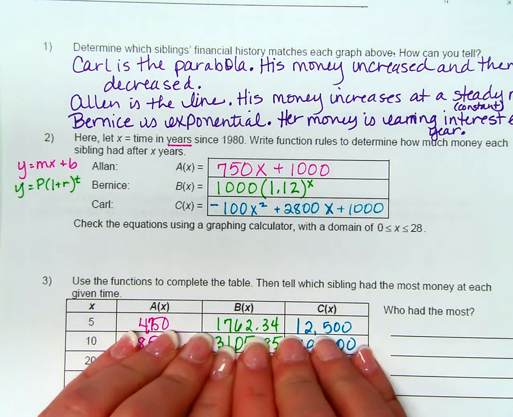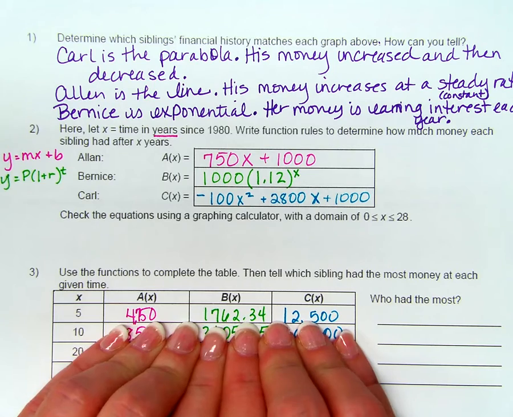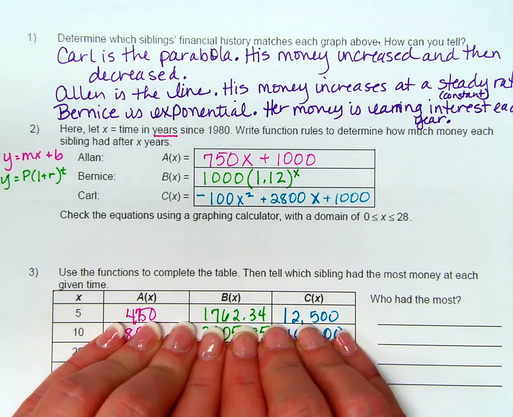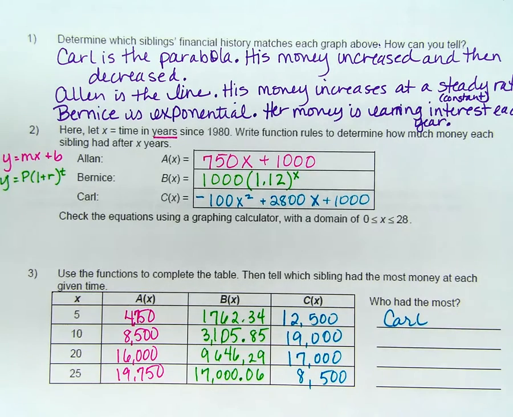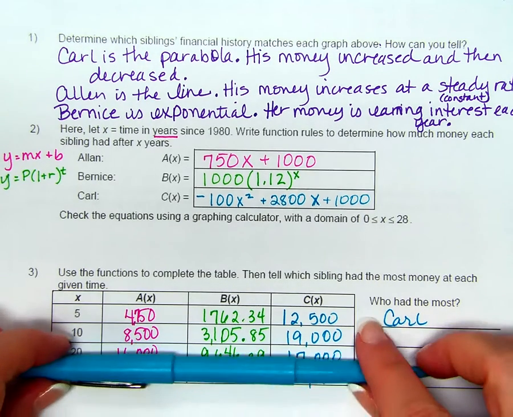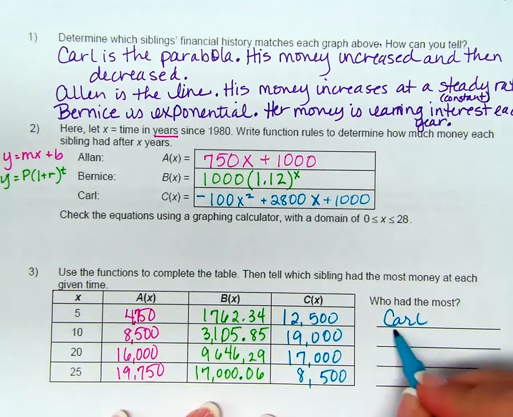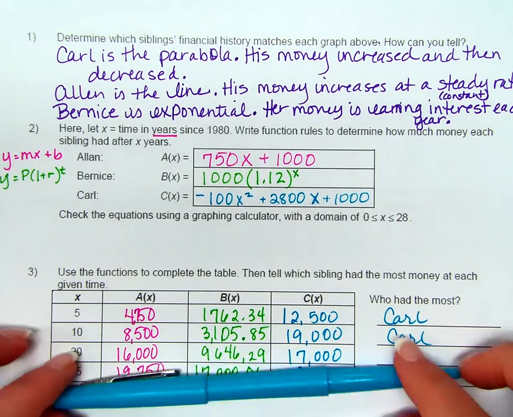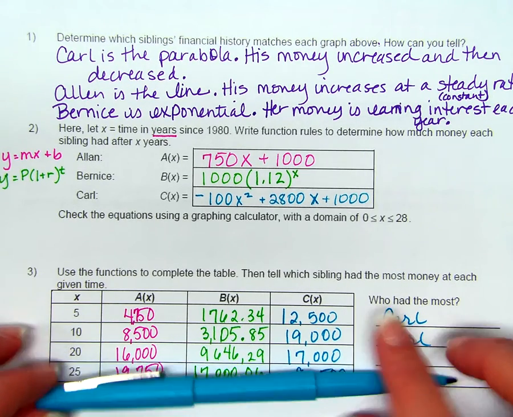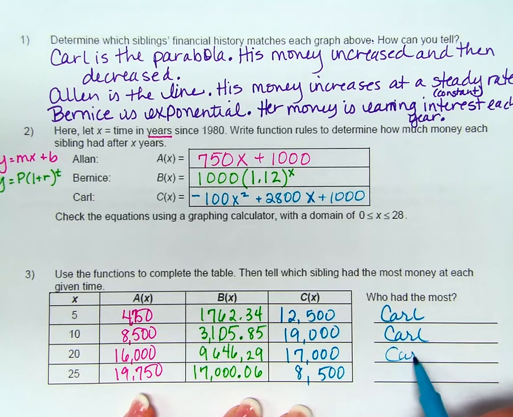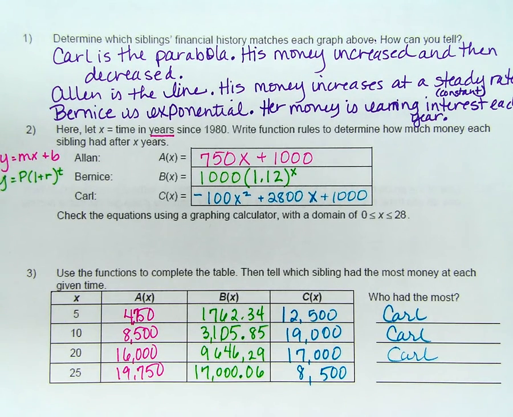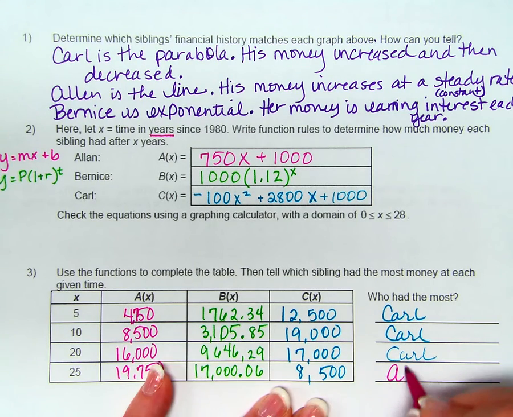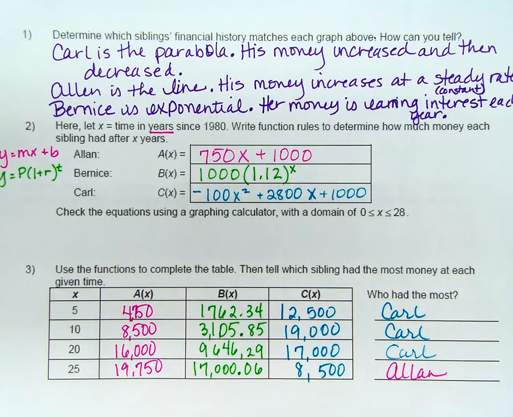So, look this way across the table now. After 5 years, who had the most money? Carl. After 10 years, who had the most money? Carl. After 20 years, who had the most money? Carl. And after 25 years, who had the most money? Alan. Okay? Okay so far? Yes?